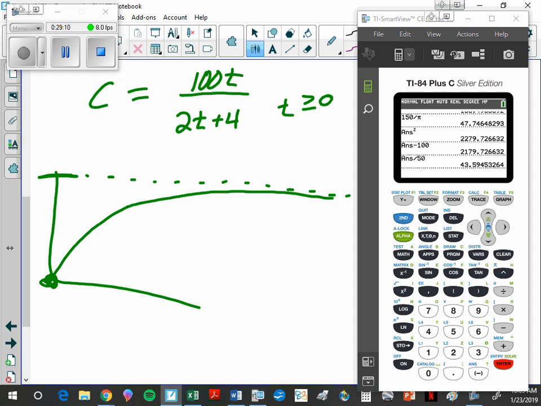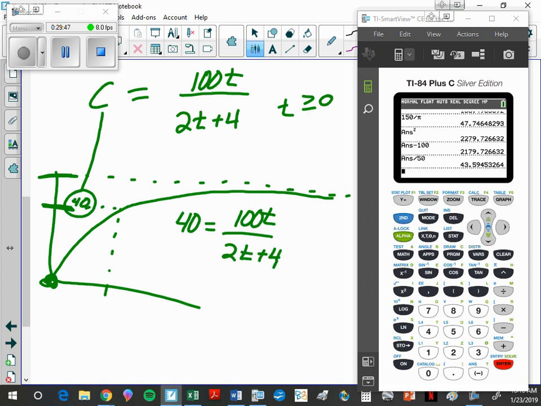B. According to this function, at what time will the concentration of the drug be equal to 40 milligrams per liter? So I want to know, how long is it going to take to get to 40? So where am I going to plug 40? In for C. So 40 is equal to 100t over 2t plus 4.